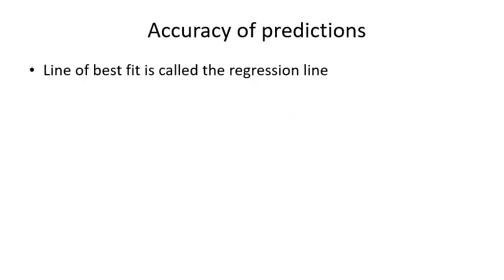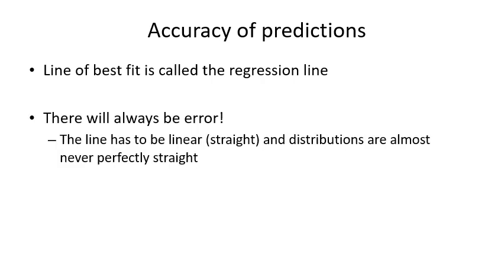So just some finishing up things and a little bit more in-depth into what's going on here. The regression line, the line you would draw: if you took 2 different points, let's say we took 6 and 12 as our x's, and you drew a line between those and extended beyond those, that would be the regression line. The regression line is also called the line of best fit. That is because there's always going to be error. The line has to be straight, but distributions are almost never perfectly straight.